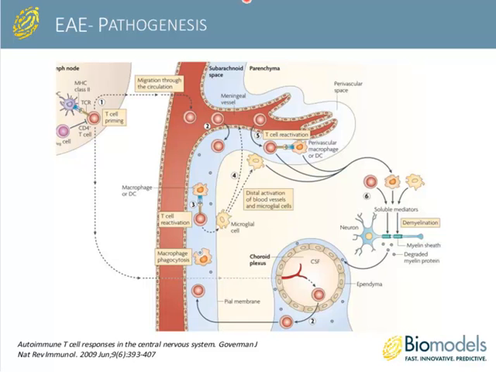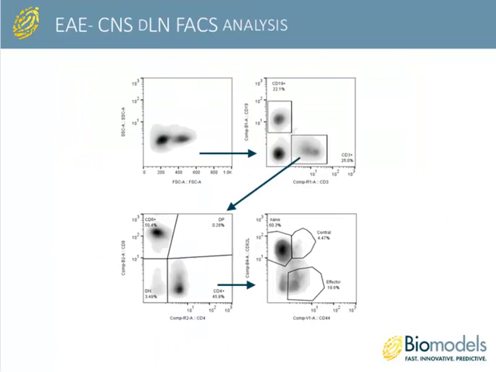So fingolimod, actually, one of the mechanisms of action is that it inhibits movement of the T cells out of the lymph nodes. So can we verify this mechanism of action by using a simple FACS analysis? This is a horrible title that I've got here, but this is central nervous system draining lymph nodes FACS analysis. That's what all that stands for.